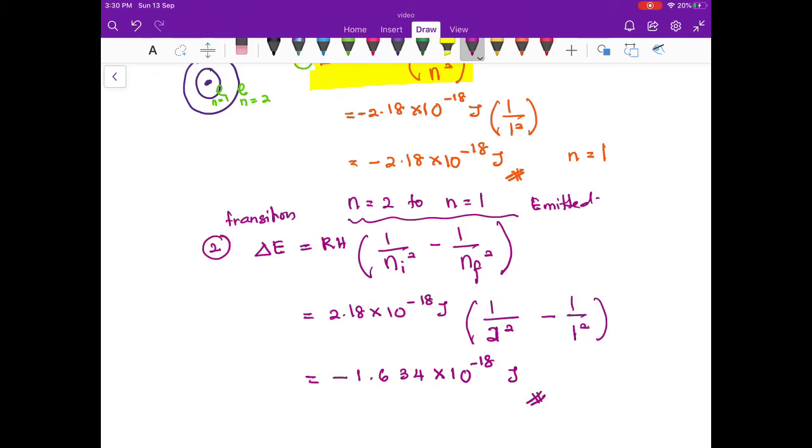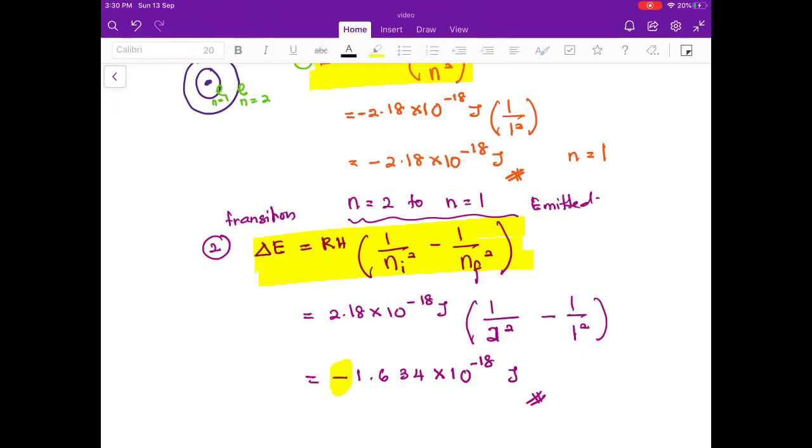Why is the value negative? It indicates that energy was released. So this is the second formula that you're supposed to remember. The second formula is applicable when it involves the transition of the electron. The first formula, you can use when you want to calculate the energy at a specific energy level. You have to differentiate between them. So the second formula is called the Rydberg equation.